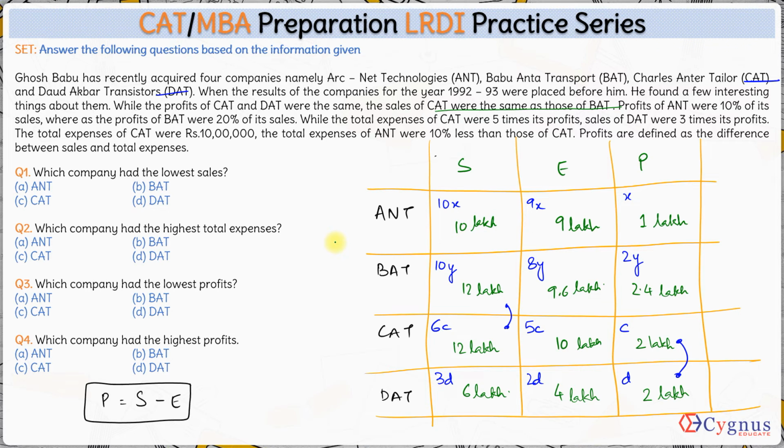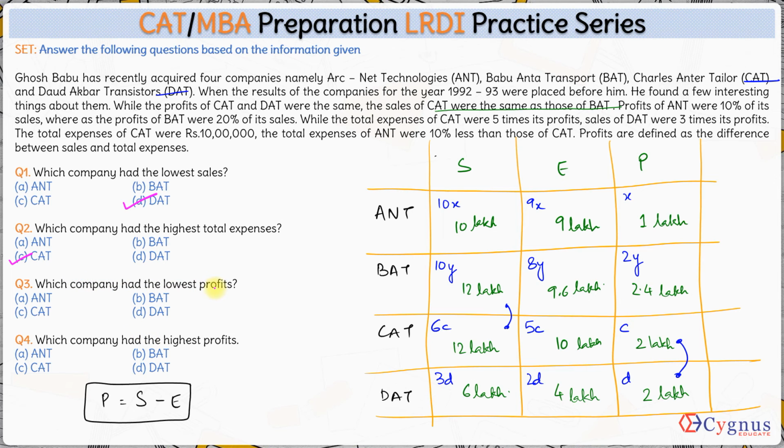Okay, fine. Now let's come to the questions. Which company had the lowest sales? If you look at the sales, the lowest sales is for DAT, hence the answer is option D. Second, which company had the highest total expenses? The highest total expenses were for CAT, hence the answer is option C.